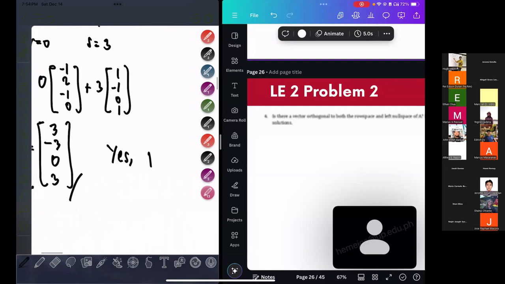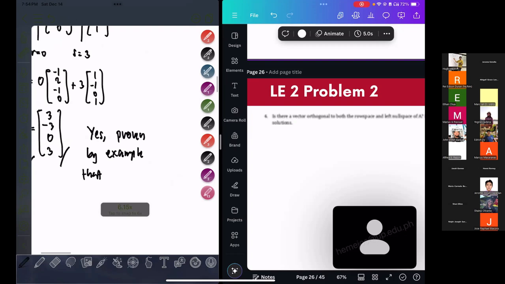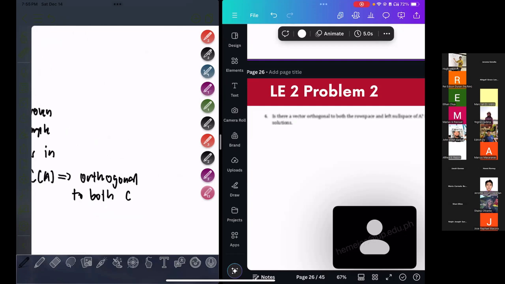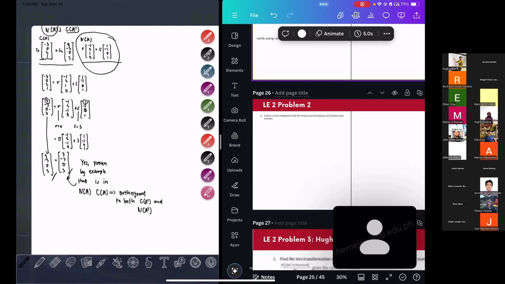We have proven by example that this vector is in the null space, and the column space, and therefore it is orthogonal to both the row space and the left null space. That's basically the full solution for this item.